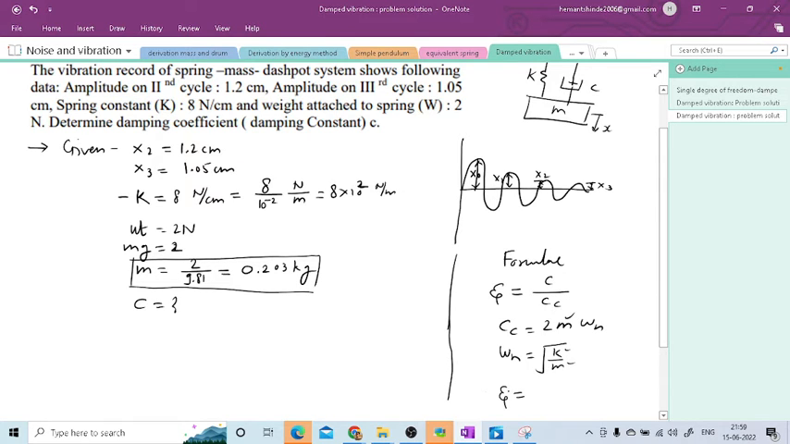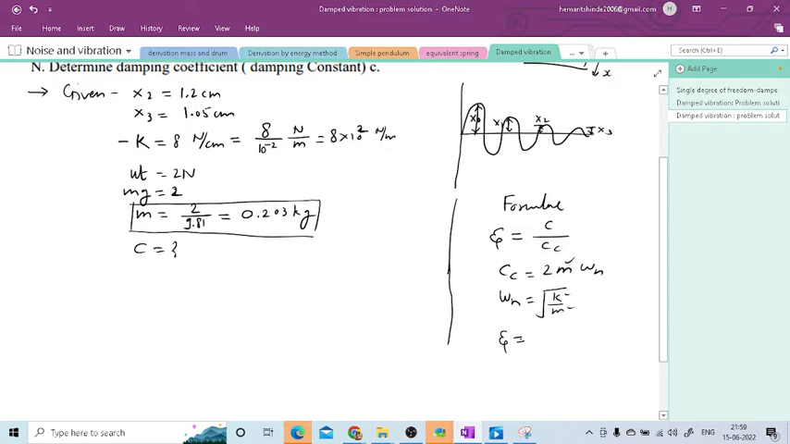factor, and this damping factor we can get from one more formula, and that formula is logarithmic decrement. So I'll write the formula for logarithmic decrement. So delta is equal to 2 pi zeta divided by root 1 minus zeta square. So to get this zeta, I'm going to use this formula, but for that we will require the value of delta, and in the problem they have not given the value of delta, but they have given the successive amplitudes.